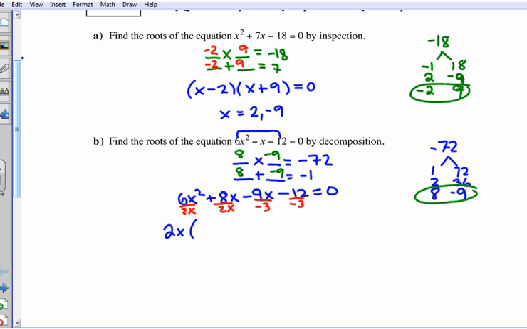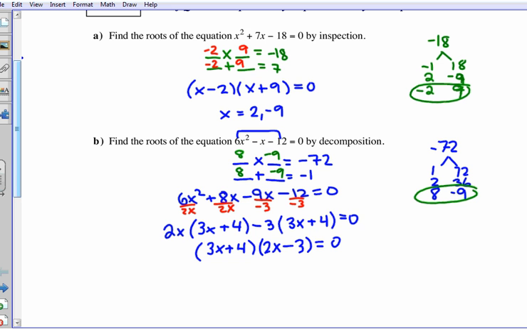6x squared divided by 2x is 3x plus 4. And then where does the minus 3 go? In front. And we're left with negative 9x divided by negative 3 is positive 3x. Negative 12 divided by negative 3 is plus 4. And now what can we factor out? Factor out 3x plus 4, and we're left with 2x minus 3.